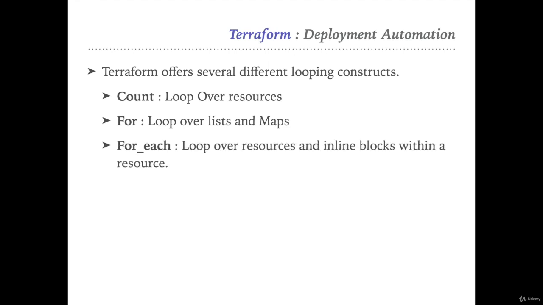The next loop construct, we have the for each. For each loop will basically loop or iterate over the resources and the inline blocks within the resources. So these are the three looping constructs we are getting in Terraform: count, for, and for each. Count and for each will basically loop over the resources in Terraform, but for loop will iterate over the list and the maps. So we will discuss the count, for, and for each separately.